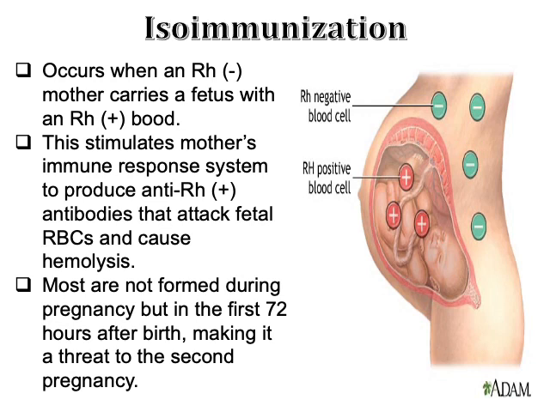Kasi nga, hindi naman siya familiar with the D antigen. So, i-attack niya yon and can cause hemolysis. Therefore, subsequent pregnancies are affected. Now, most are not formed during pregnancy, but again, as what I've said, matatapos ang pag-produce niya ng antibody in the first 72 hours after birth. And when the time comes na nabuntis ulit yung mommy, nandoon na yung antibody.